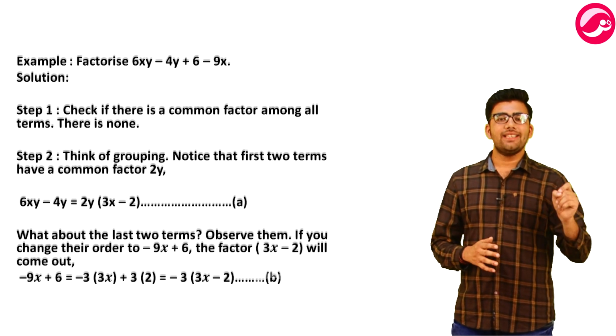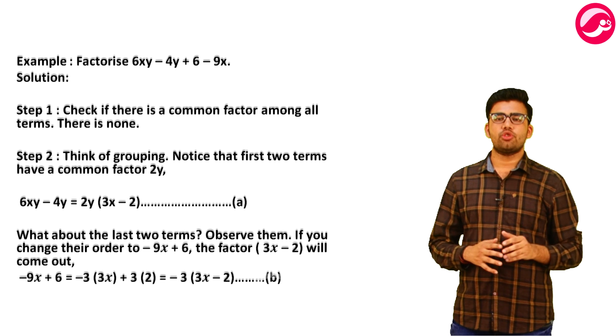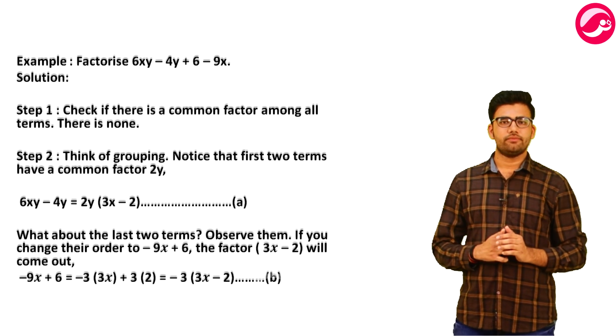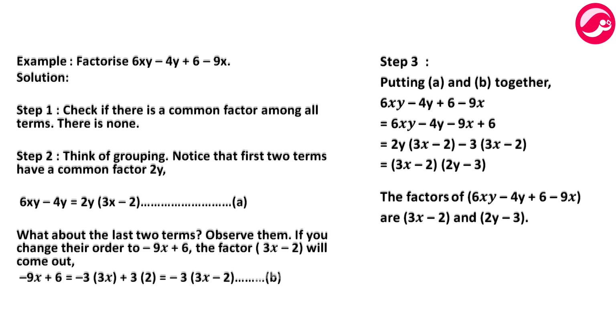That will be minus 3 in the bracket 3x minus 2. That will be our equation B. Now, the third step, putting A and B together. Here 6xy minus 4y plus 6 minus 9x is equal to 6xy minus 4y minus 9x plus 6.